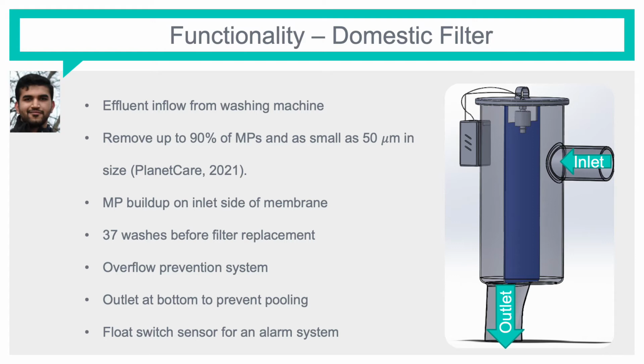The membrane can last approximately up to 37 washes, until it needs replacement. An overflow prevention system is implemented such that when the water reaches the overflow prevention area, it will flow over the membrane and drain out from the outlet at the bottom of the filter. Once the water level on the inlet side gets close to the overflow region, the flow switch sensor will notify the user via a speaker. The user then must replace the filter membrane as soon as possible.